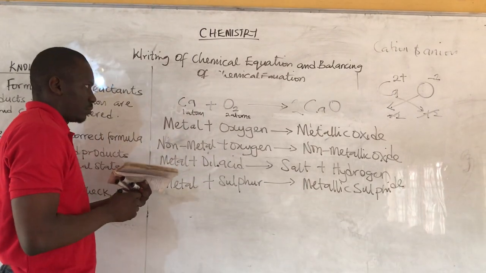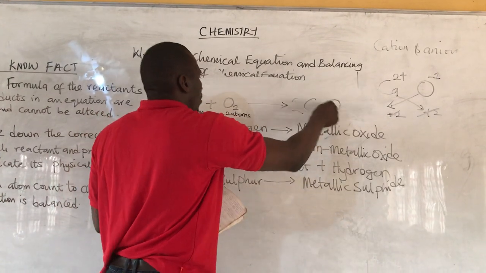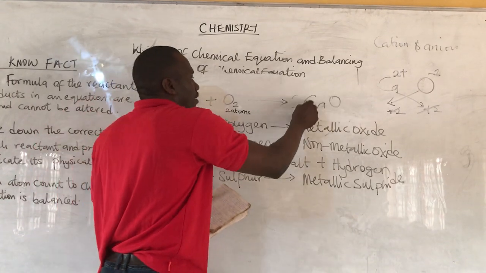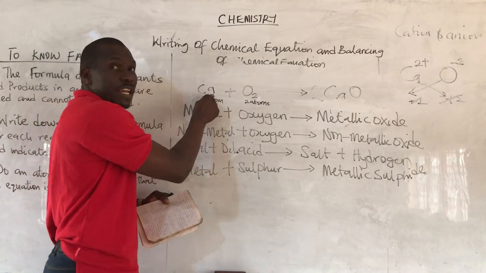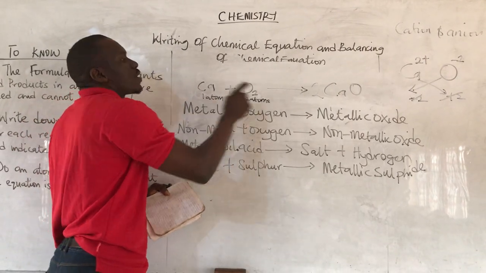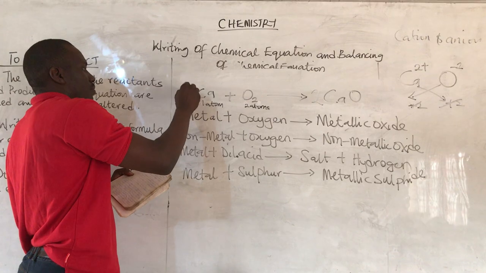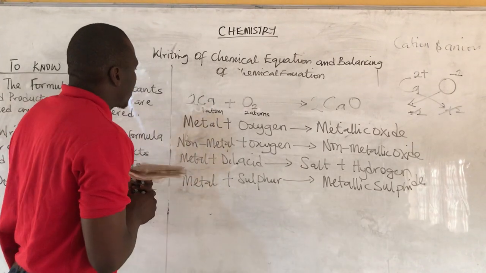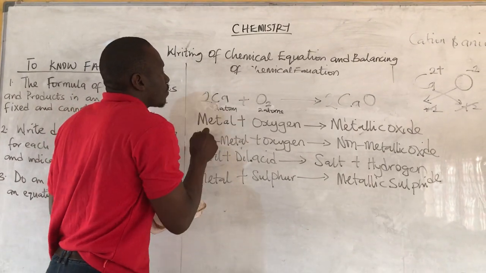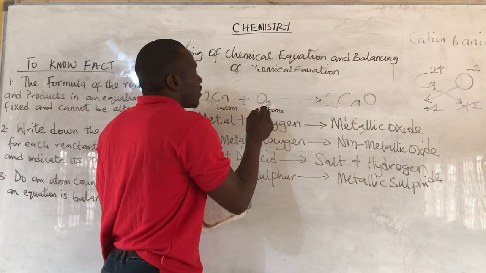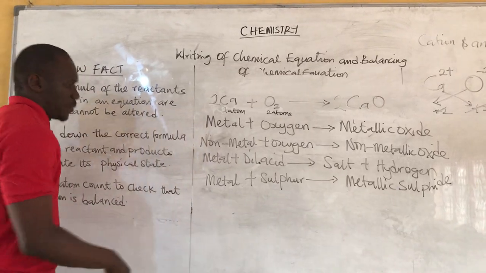Now, calcium here becomes 2, oxygen here becomes 2, which means oxygen is balanced. But calcium is now 2 here, but 1 atom here. So what is calcium here deficient of? It's deficient of 2. So pick this 2 and put it here again. If you do the atom count, we now have 2 atoms of calcium, 2 atoms of oxygen, 2 atoms of calcium oxide. By this, the equation is balanced.